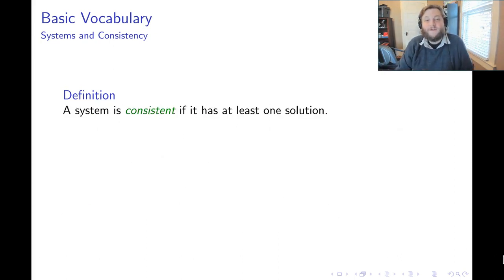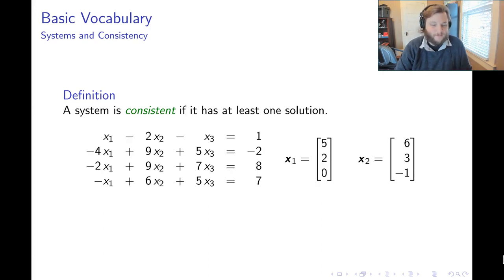Well, systems that have solutions are called consistent. So a system is consistent if it has at least one solution. Here we have an example of a system of equations. It looks like we have 4 equations and 3 variables.